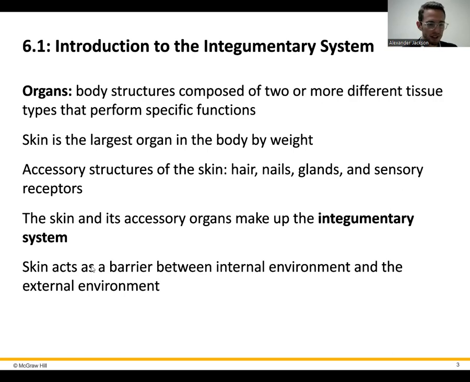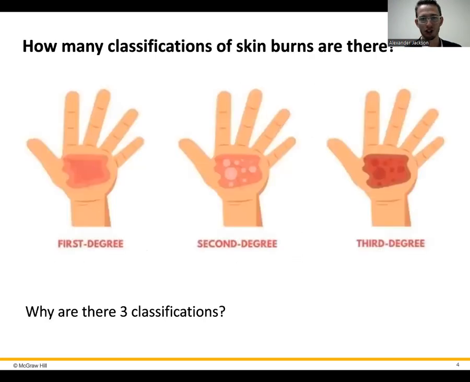So the biggest thing with the skin and biggest function, we'll talk about these later, is it's the barrier between the external environment and the internal environment, which is why it's so vital to have it. It's going to protect you from pathogens. It's going to keep you warm and insulated and all these other things.